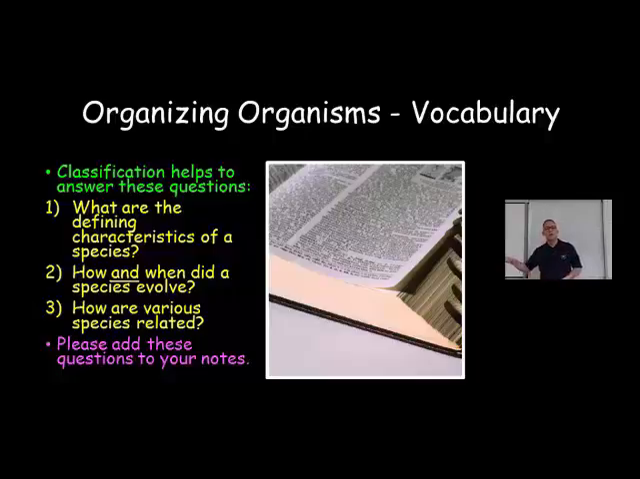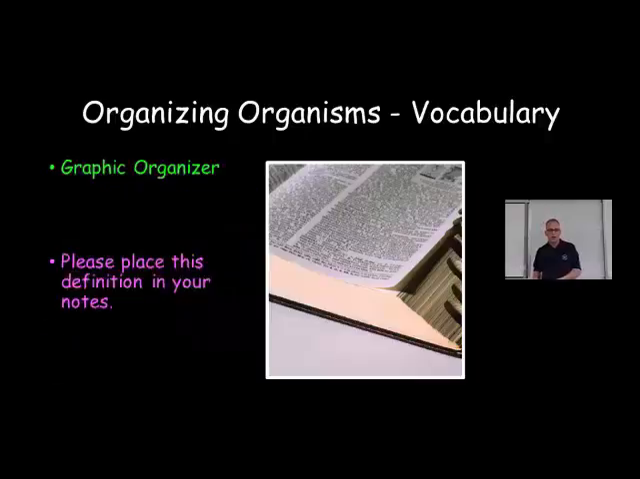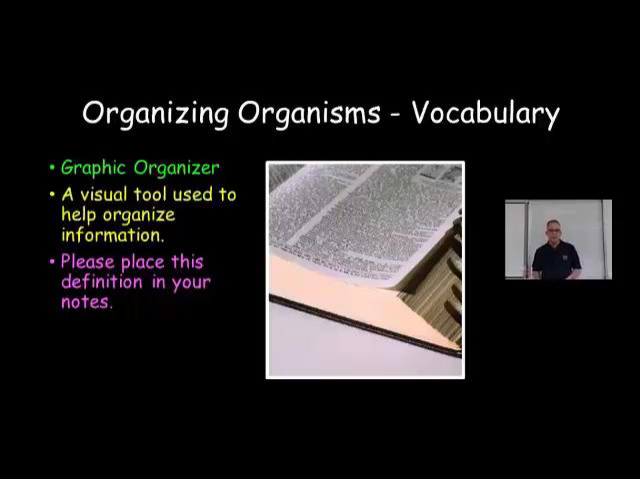All right, let's go ahead and move on next, everybody, to our next vocabulary word. We're going to look at graphic organizer. A graphic organizer, everybody, is just simply this. It is a visual tool used to help organize information. So when we construct or look at what's called a branching diagram, everybody, that is considered to be a graphic organizer. All right, so those are our first couple of vocabulary words.